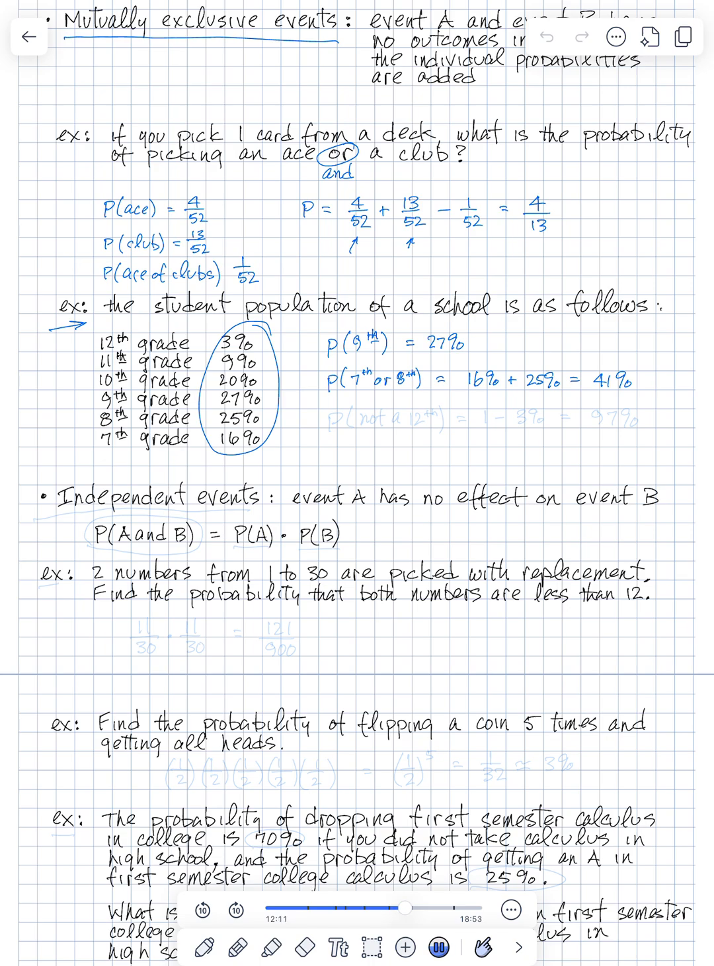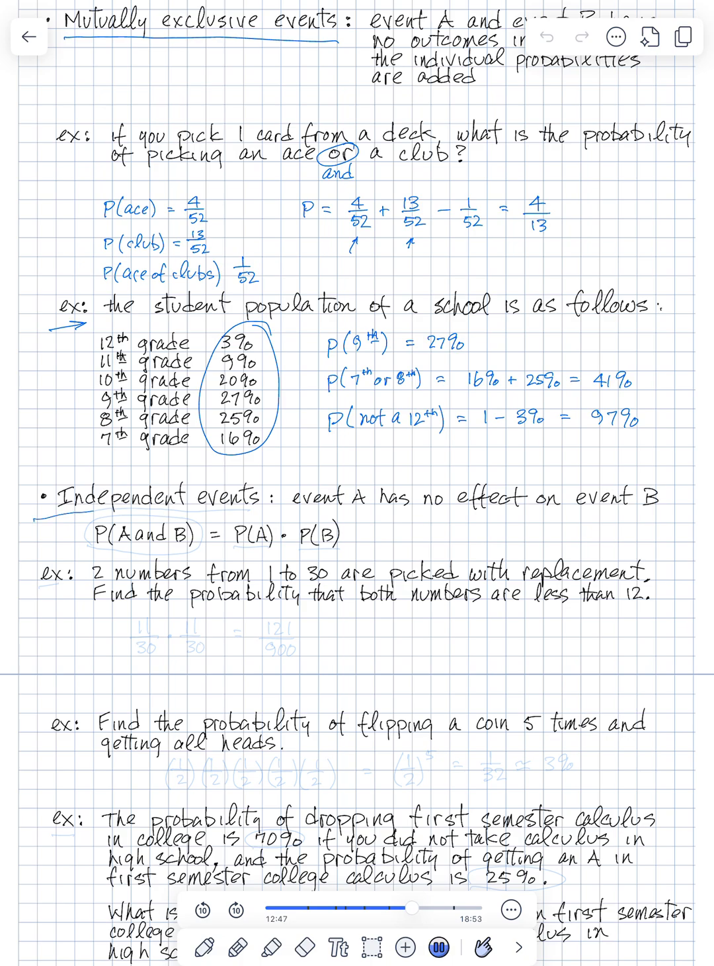All right, let's look at one more. What's the probability of not a 12th grader? Well, you could add up all of the probabilities of the 7th through 11th, or the easier way is just 1 minus the probability that it is a 12th grader. So it's 1 minus 3%, so that gives you 97% probability it's not a 12th grader.